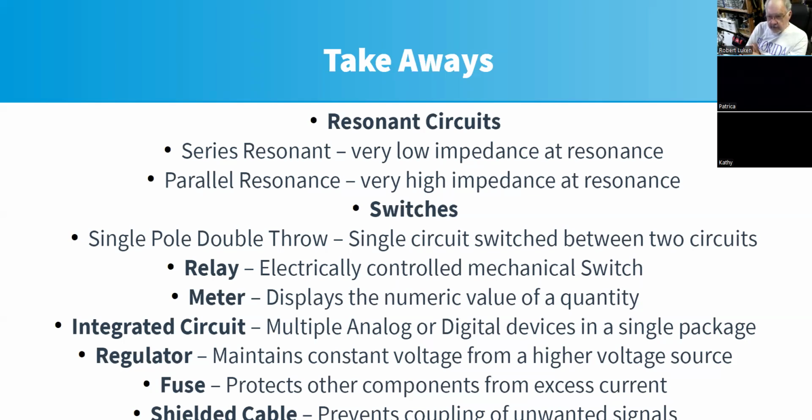We talked about regulators, which are used to maintain a constant voltage from some higher voltage source. So the wall wart we were talking about has some form of regulator in it, because you're going from 120 volts AC down to some pulsing DC that you then regulate out to your 5 volts or 9 or whatever it's set for.